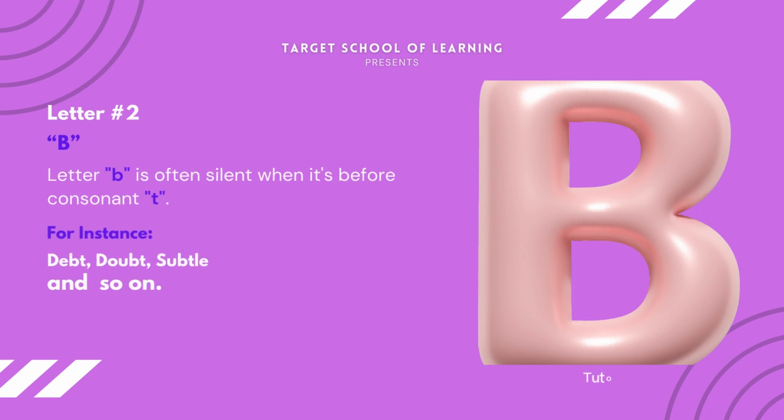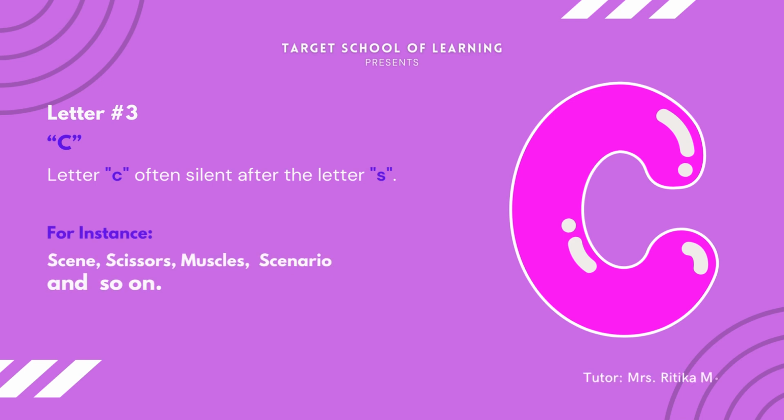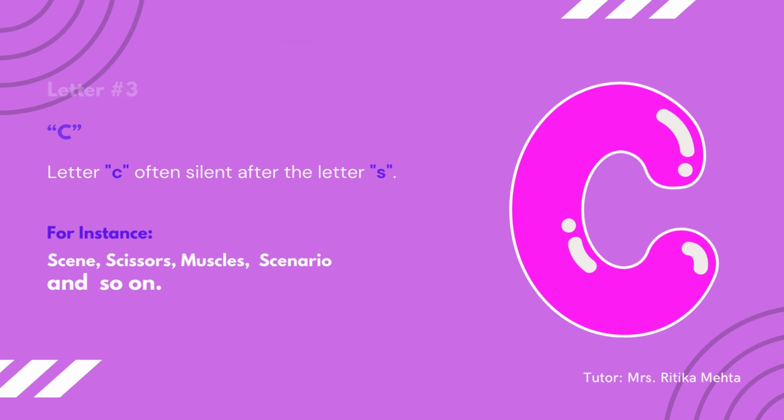Letter B is often silent when it's before consonant T, like debt, doubt, subtle, and so on. Coming to the third letter, that is letter C, it's often silent after the letter S, like scene, scissors, muscles, scenario, and so on.